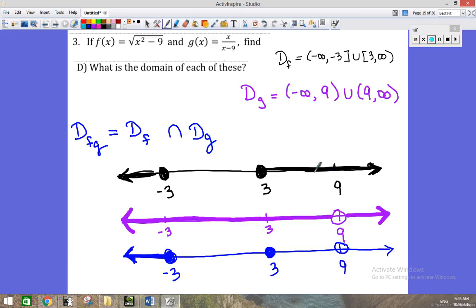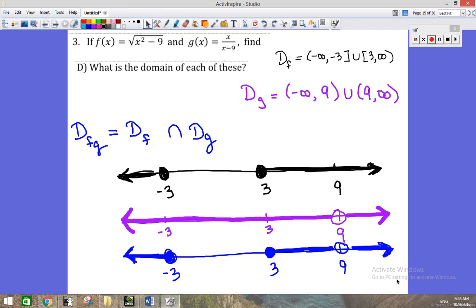What about between 3 and 9? That's shaded and that's shaded. So it's shaded here. What about values that are greater than 9? It's shaded here and it's shaded there. So it's shaded in the intersection.